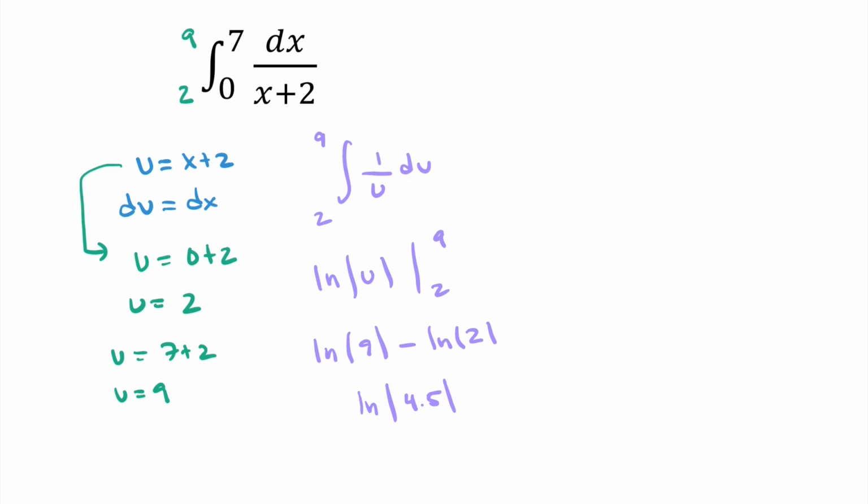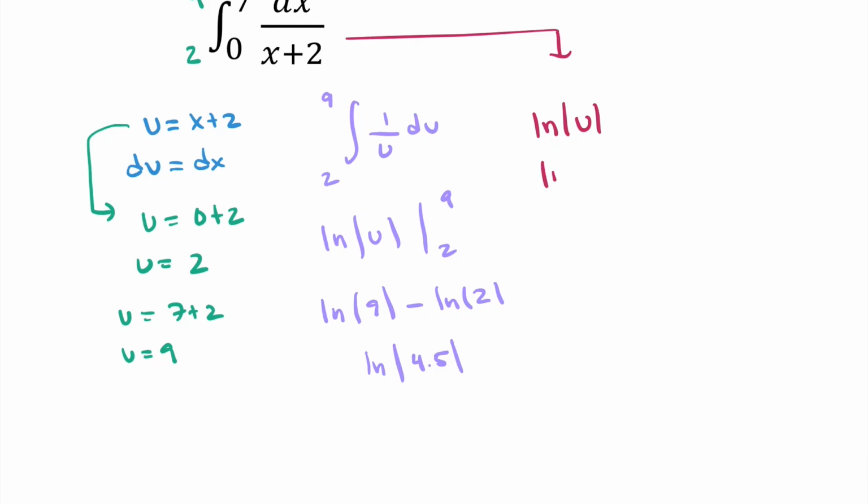Now again, if you wanted to, you could have left the 0 and 7. Once you find the antiderivative, you would say that's ln of u, and the ln of x plus 2 from 0 to 7. Well, using your old 0 to 7 bounds, it would be ln of 9 minus ln of 2. Same exact thing that we had before.